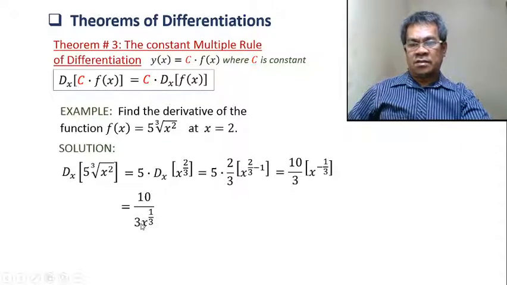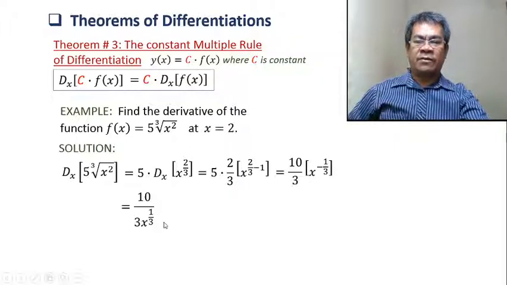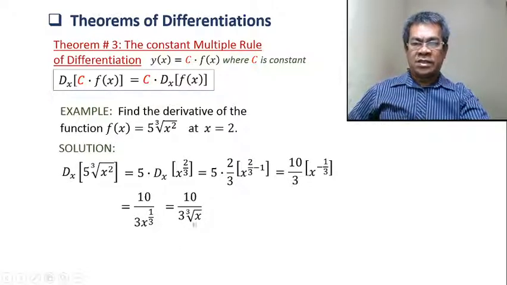Now take note that answers should not be expressed in exponential form. So all you need to do is change that into radical form. Remember that the denominator is the index, so this is the cube root, and this is x raised to 1. Now again, this is not yet the answer because remember, no radical under denominators. All you need to do is rationalize.